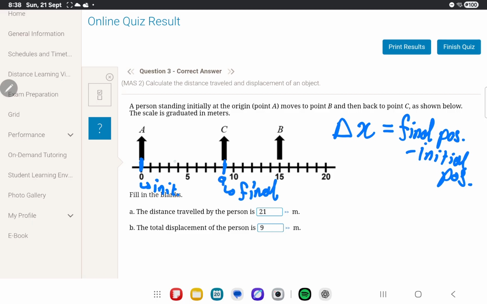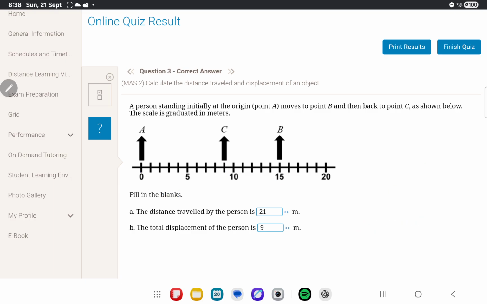So final minus initial, 9 minus 0 equals 9, so delta x, which is our displacement, is 9 meters, and that is how you calculate these two quantities.